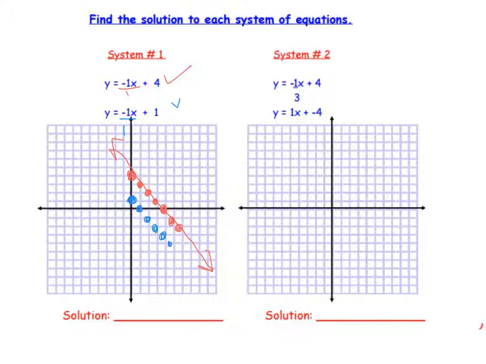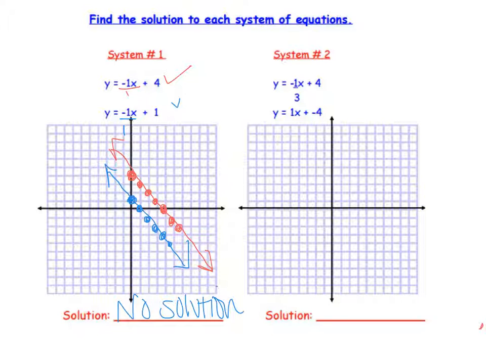But hopefully what you're noticing is that these two lines are parallel to each other. In other words, they're never going to touch. They're never going to cross. So when I'm looking for a solution to this system, what I have to say is no solution. These two lines are never going to touch each other, so they're never going to cross. So system number 1 has no solution.